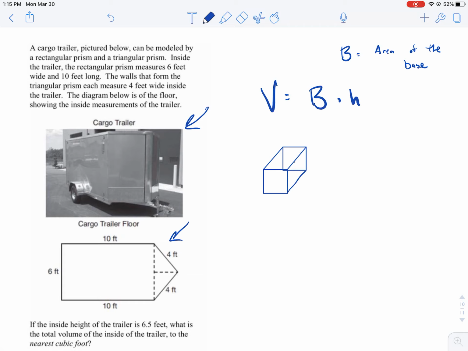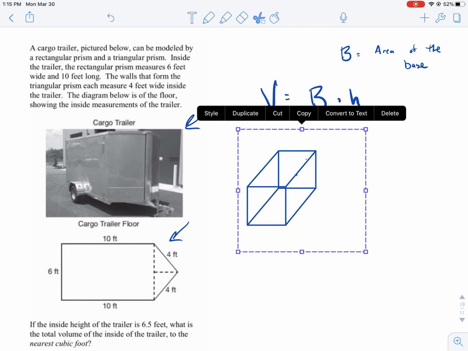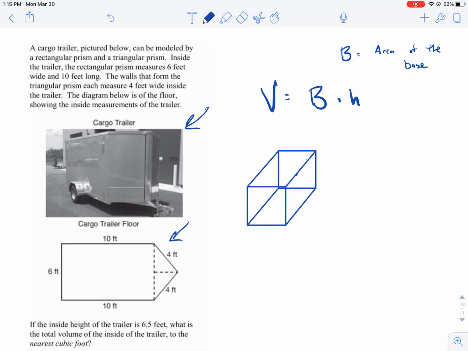Perfect. Okay, good enough. So let me connect these sides here. Okay, there's our rectangular prism. So let's look at the dimensions for this rectangular prism. They told us that the height of this trailer is 6.5 feet. And if we look at the top view, you would notice that this measurement is 6 and this is 10.